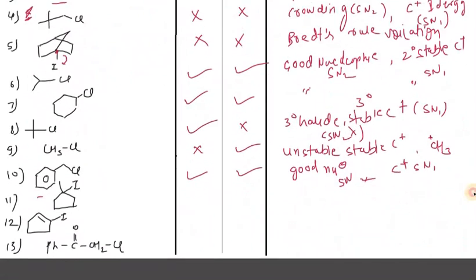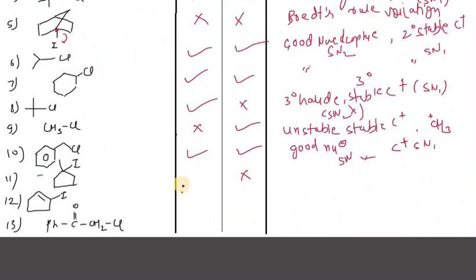So if we talk about this next structure, in this structure it will not go towards SN2, but it will form SN1, because again the 3-degree halide is stable. It is a 3-degree halide, so it will surely favor SN1 only. That's why it is not SN2, and because of the stable 3-degree carbocation, that's why it is SN1.